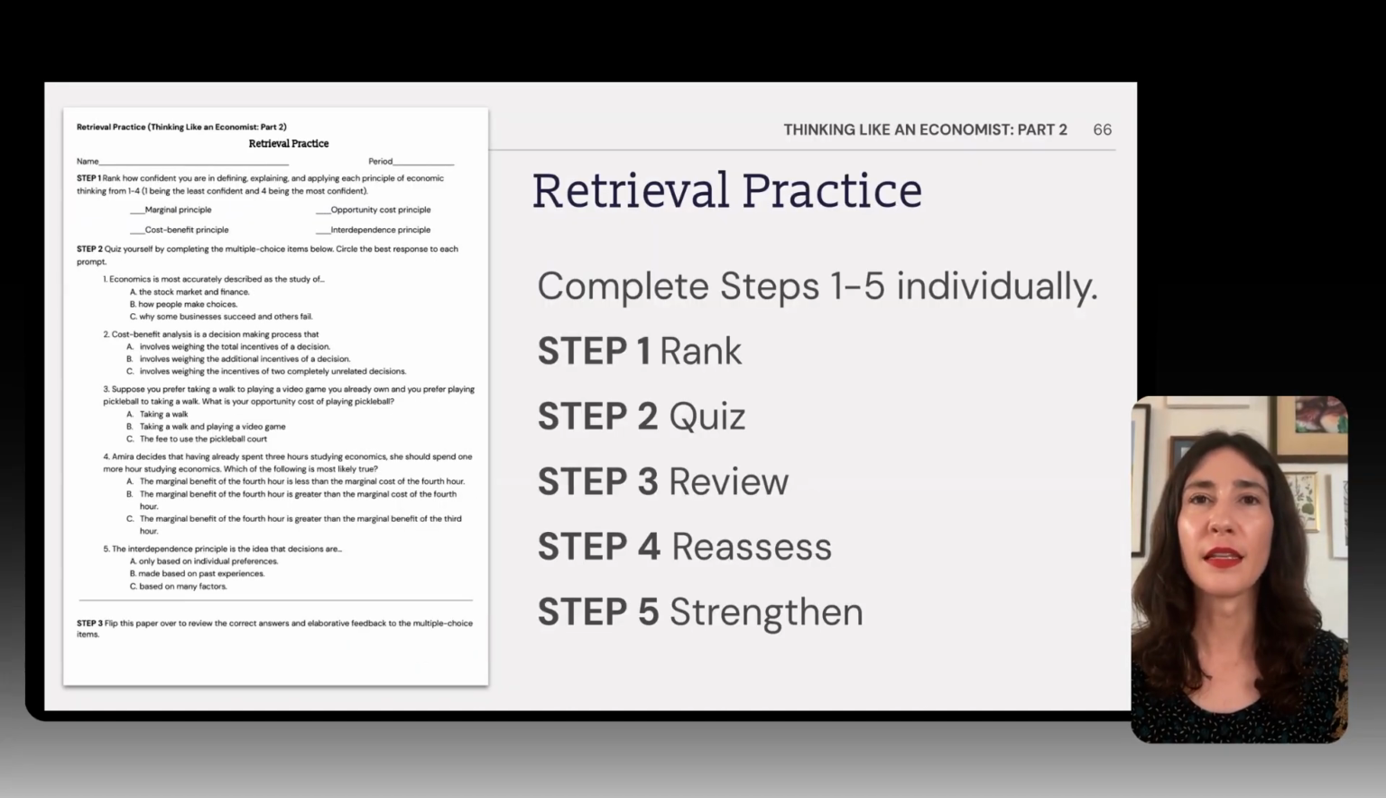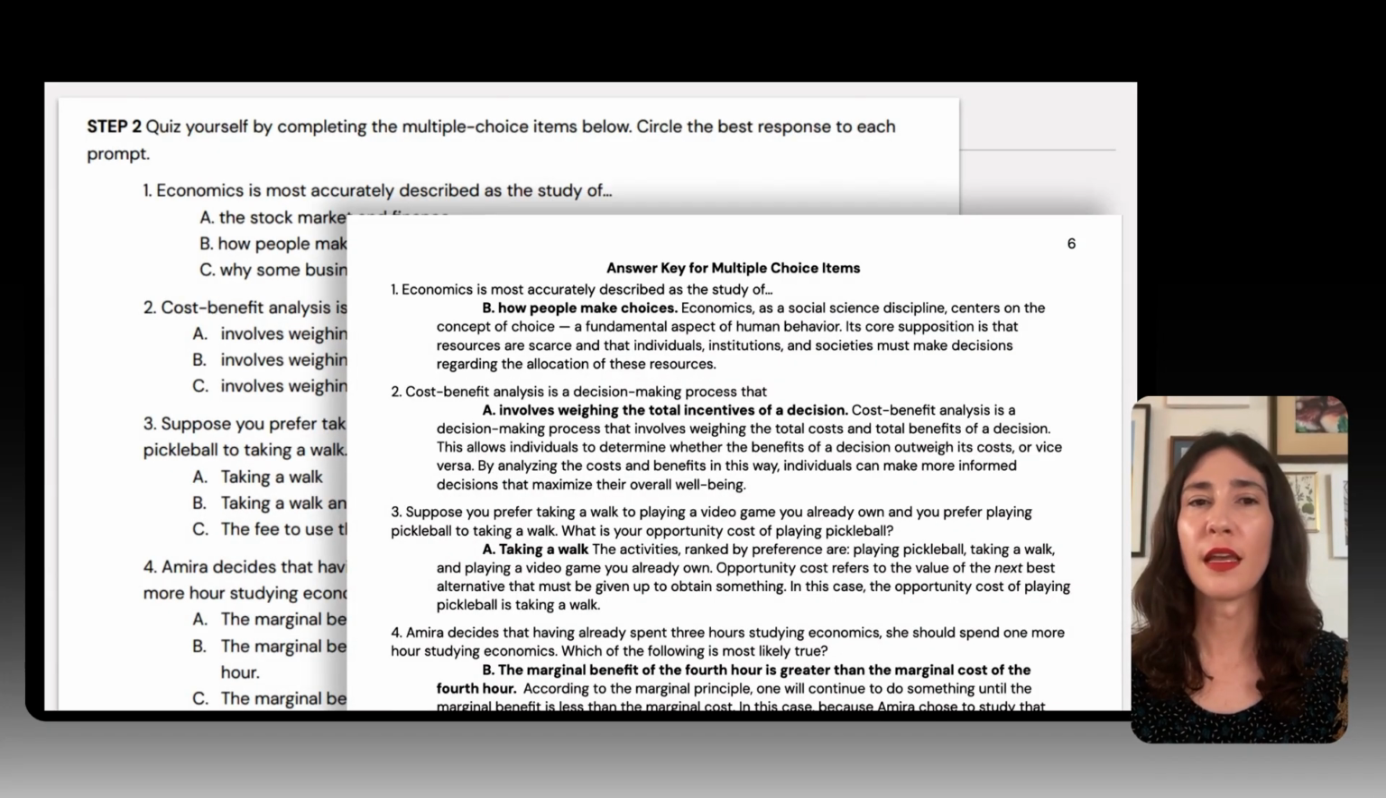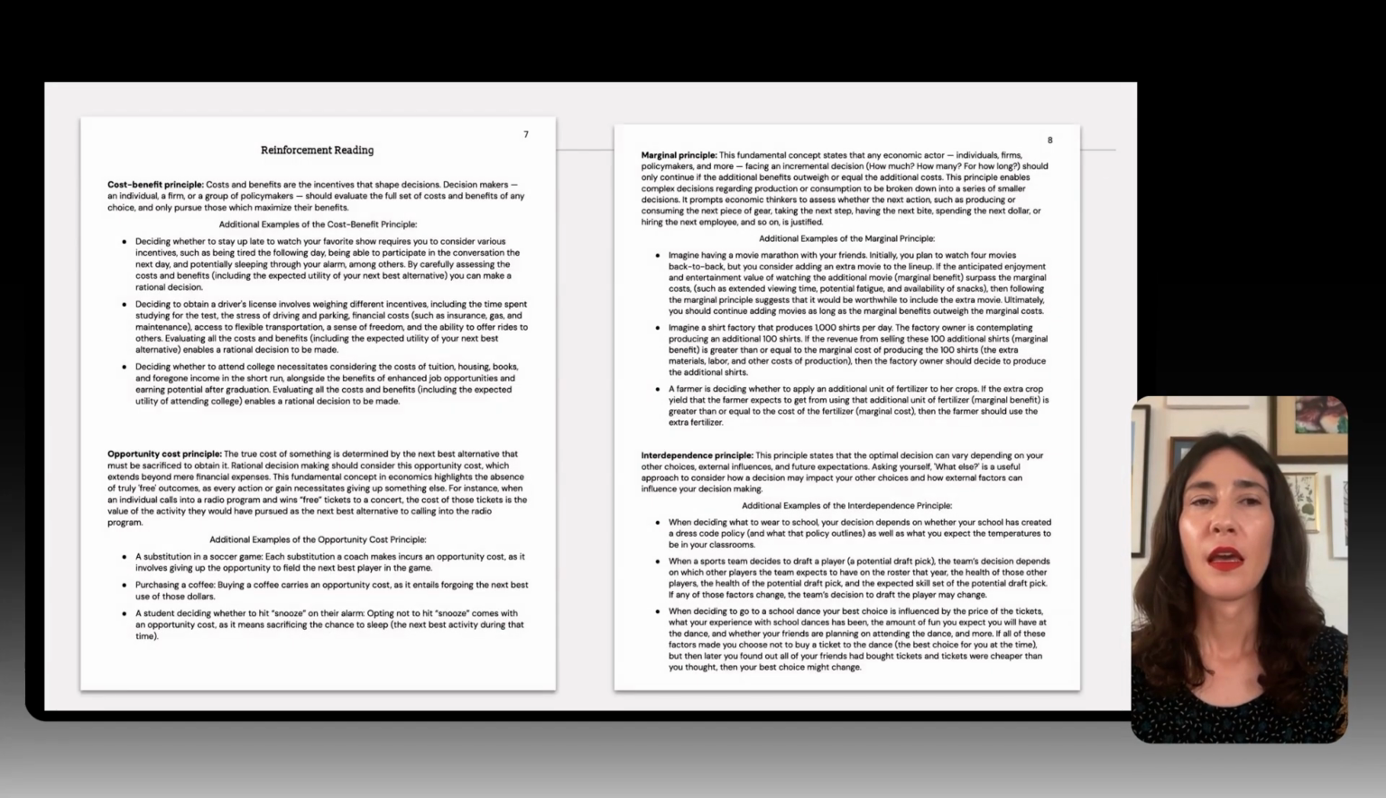Students start by assessing their confidence in each of the principles. Then they'll do a multiple choice, and they'll have an answer key to identify any places of confusion. And lastly, there'll be a reinforcement reading. It's about a half page per principle, so they'll choose the one they're the least confident in to bolster their understanding.